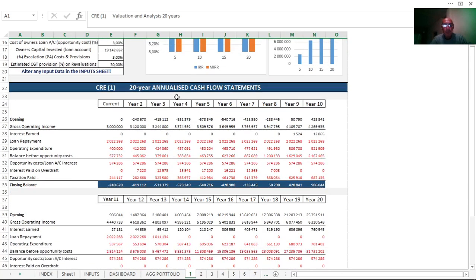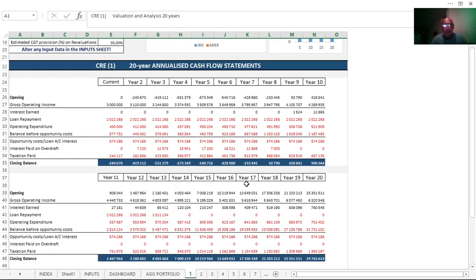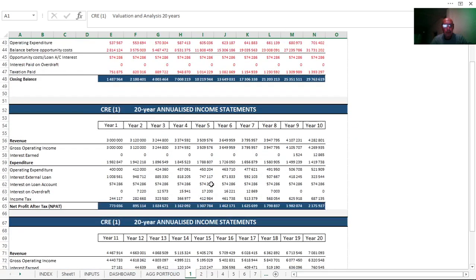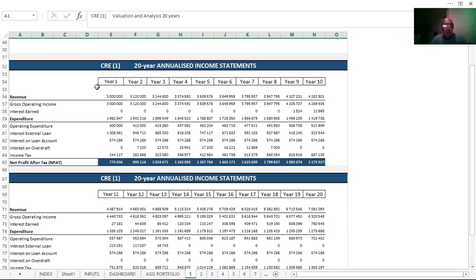And below that you have your 20-year annualized cash flow statements. At any stage of the game, you can see exactly where you are. You'll be able to plan your possible dividend distributions, etc., based on your cash flow statements. This particular investment is cash flow negative for the first 7 years, and then it turns profit in terms of cash flow. Your 20-year annualized income statements, all automated. Everything's automated after your input sheets.